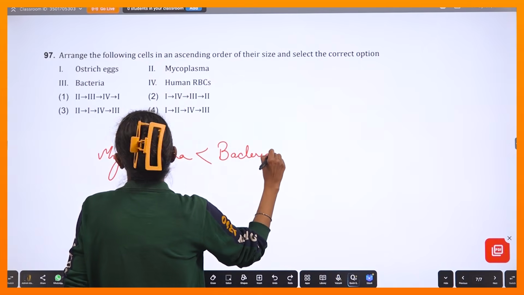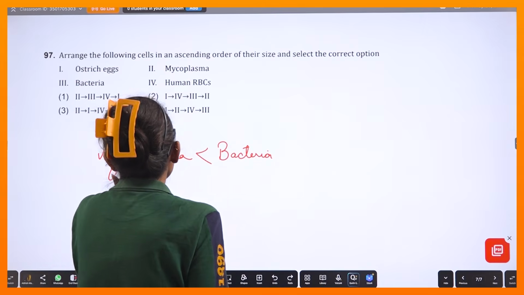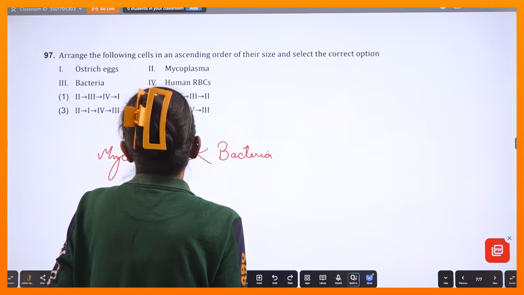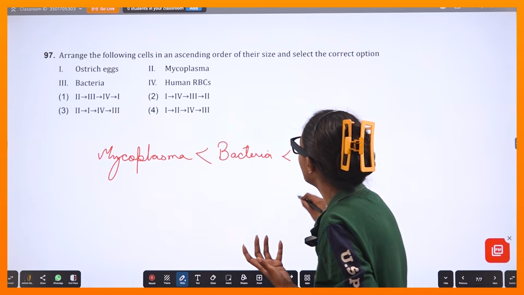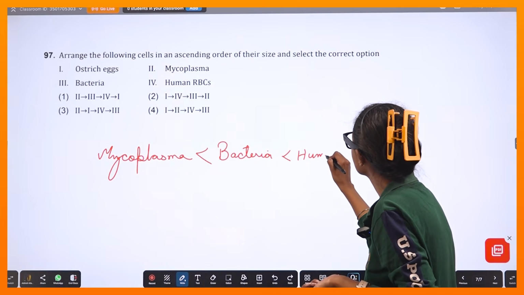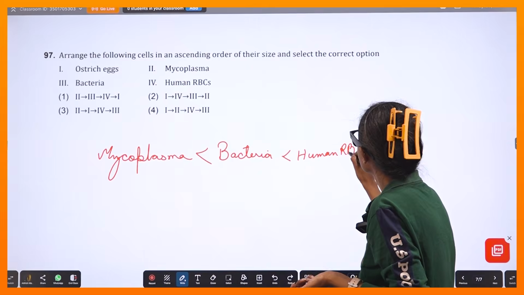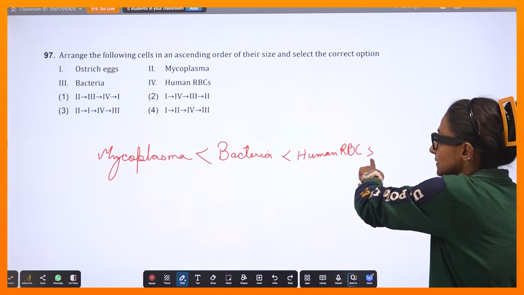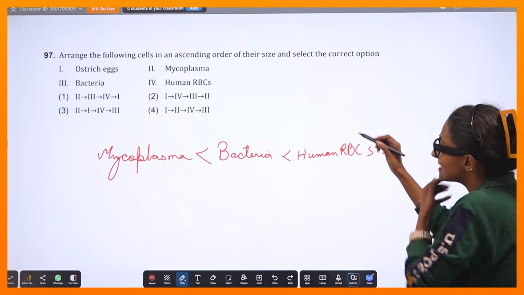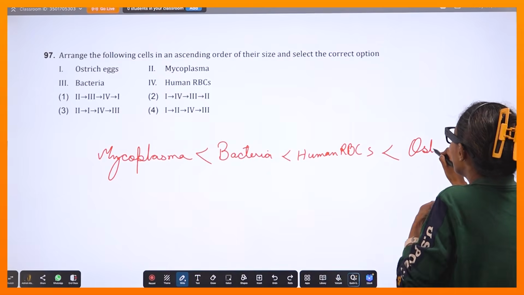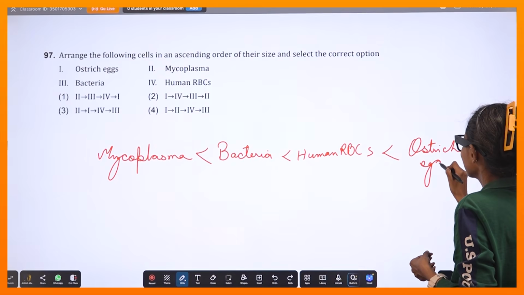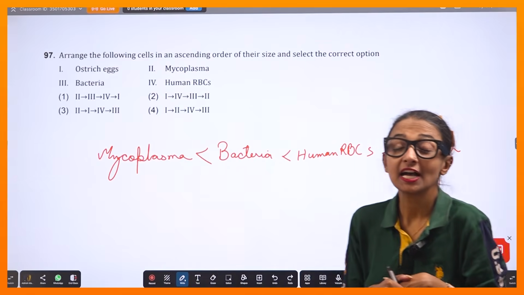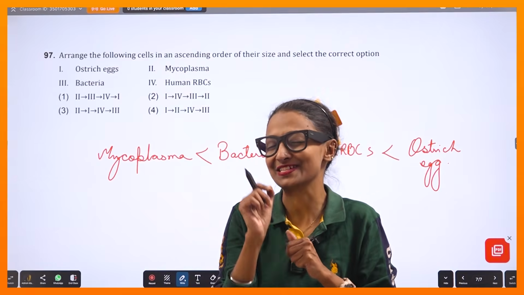slightly bigger than mycoplasma. Correct? Then you have human RBCs, slightly bigger than bacteria. And last, ostrich egg, the largest single cell, right? Ostrich egg. Okay, it's just a tip.